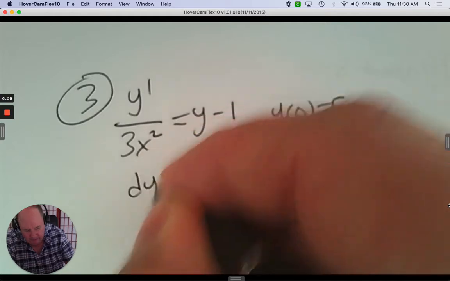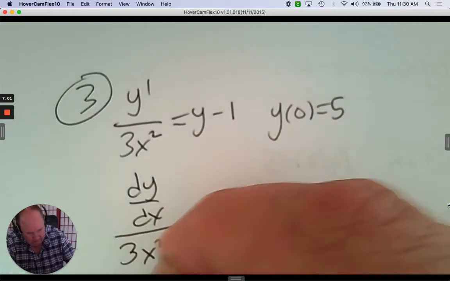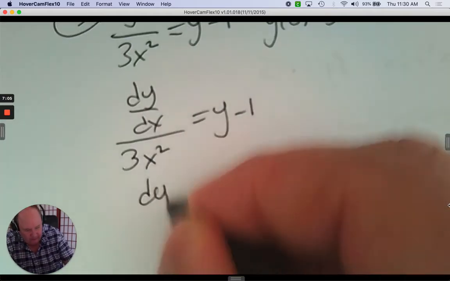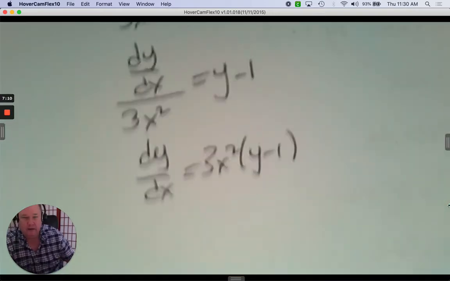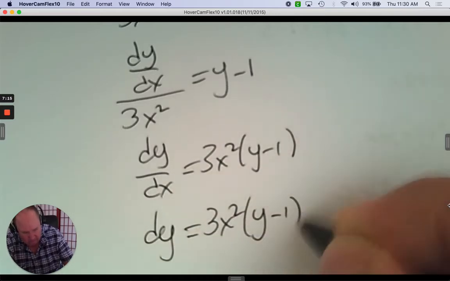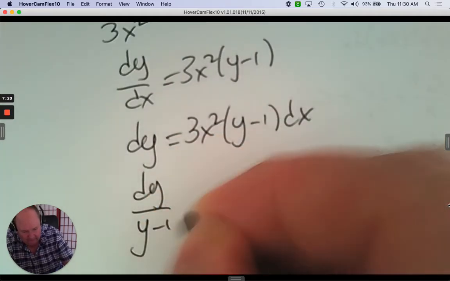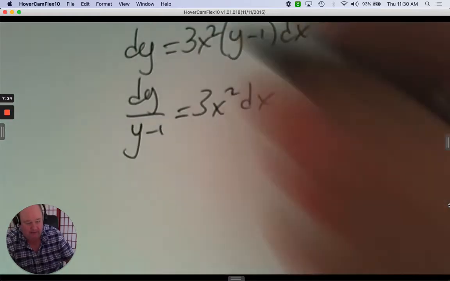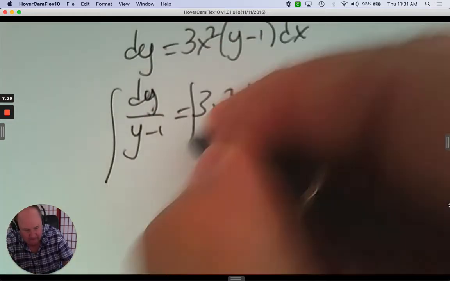Y prime is dy by dx. So I'm going to try to separate the variables. You can multiply by 3x squared. It's kind of a fraction within a fraction. And you can multiply by dx, and you can divide by y minus 1. And do you have the algebra skills to get to that point? You could do it in your own order, but we need to get to here. Then we integrate both sides.